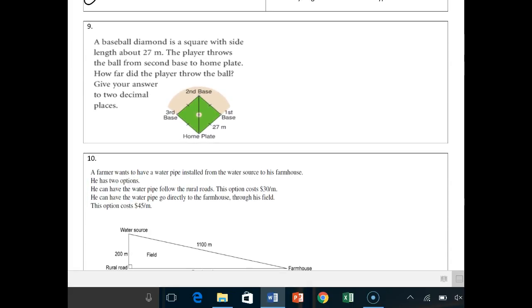Number 9, a baseball diamond is a square with a side length of 27. So if this is 27, that means this is 27, and this is 27. It's just a square tilted sideways. The player throws the ball from second base right here all the way to home plate right here. How far did the player throw the ball? So look, we've got this right triangle here. Here was your right angle. This was 27. This was 27. There's your hypotenuse.